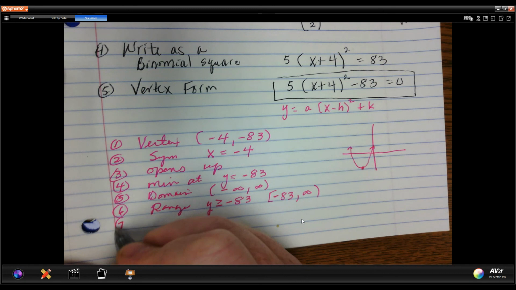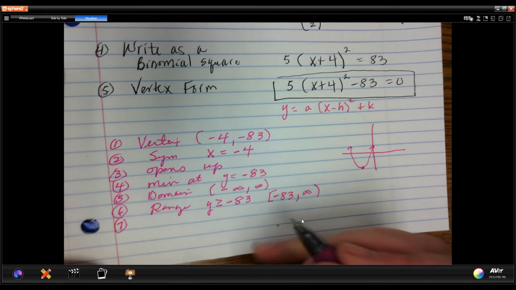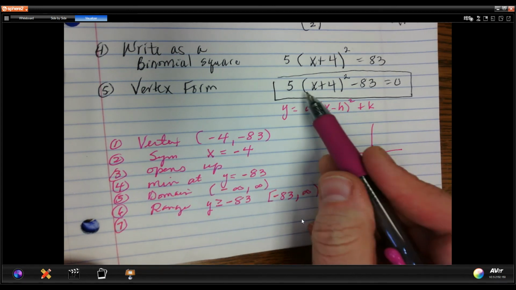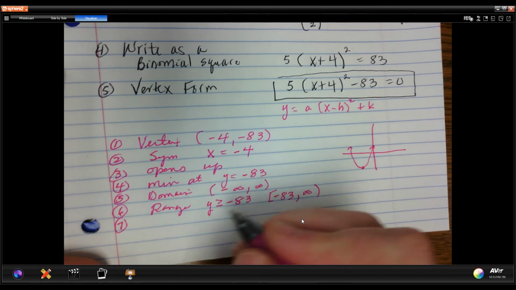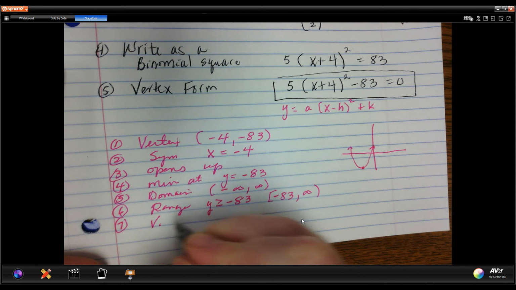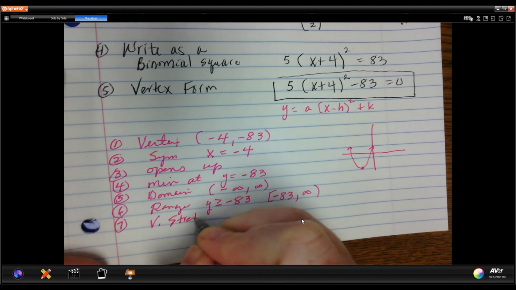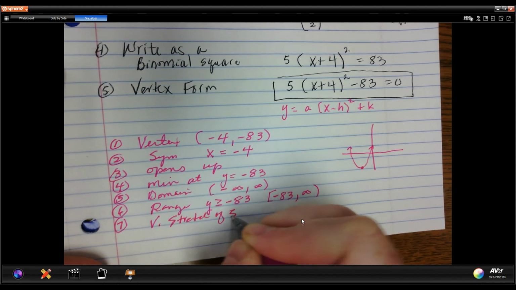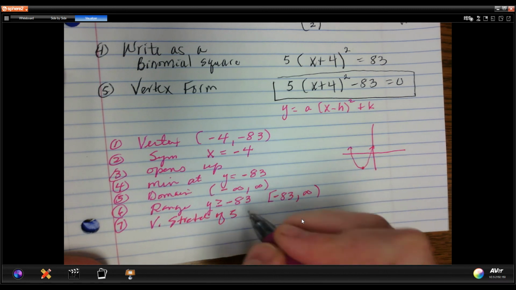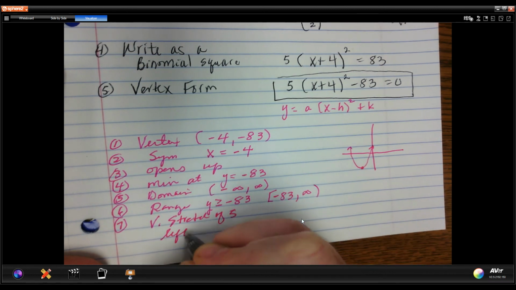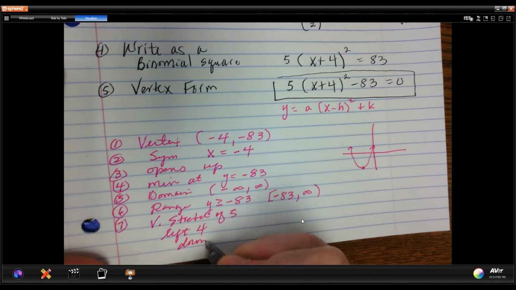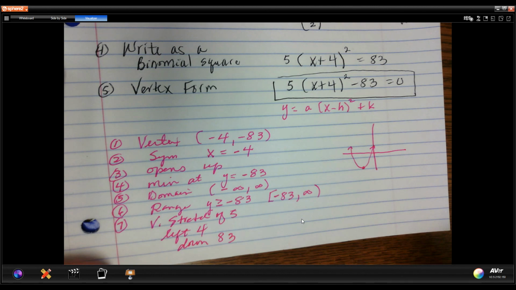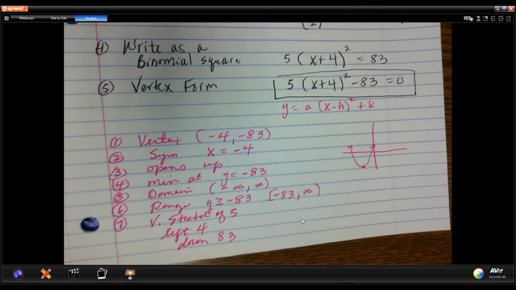And then the next one, let's talk about the transformations. We can tell by vertex form, there are 1, 2, 3 of them. It has a vertical stretch of 5. And then it goes left 4. And then down 83. So vertex form is really valuable because you can pick out lots of information from vertex form.